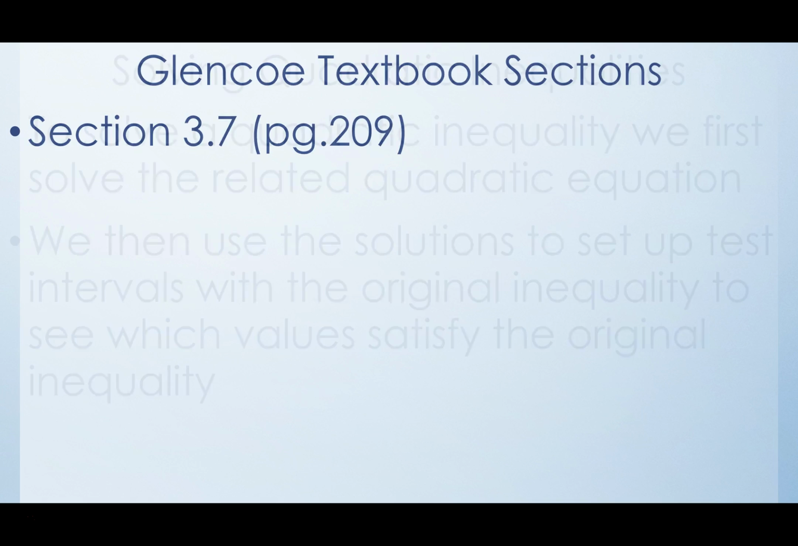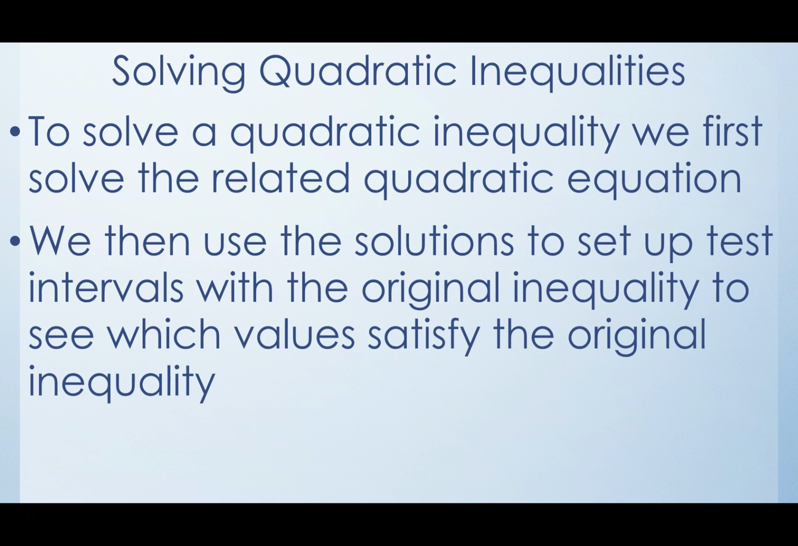So if you're following along in the textbook, the Glencoe Algebra 2 book, 2018 edition, we're in section 3.7. So to solve the quadratic inequality, we first solve the related quadratic equation. This is why I'm saying you could have used any one of the three methods to work with, though we're going to focus on only the factoring method for this one.